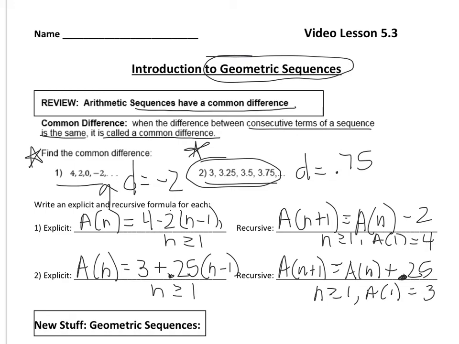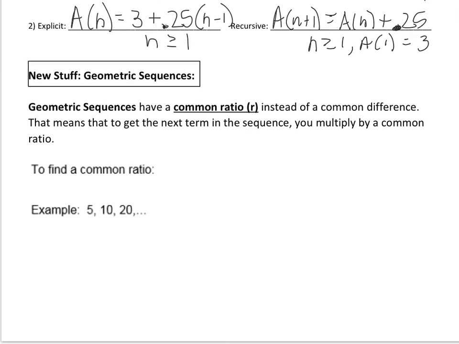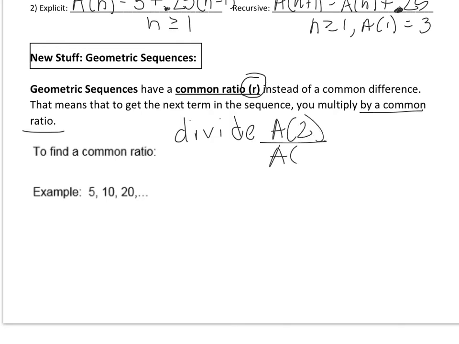A little review, because I know how much fun you had last class writing those formulas. So here's the new stuff. Geometric sequences. Geometric sequences have what we call a common ratio. We're going to call that lowercase r instead of a common difference. That means to get to the next term in the sequence, you multiply by a common ratio. So to find the common ratio, just divide, for example, a2 by a1. Just take one term and divide by the one in front of it, especially if you can't notice what the multiplier is right off the bat.